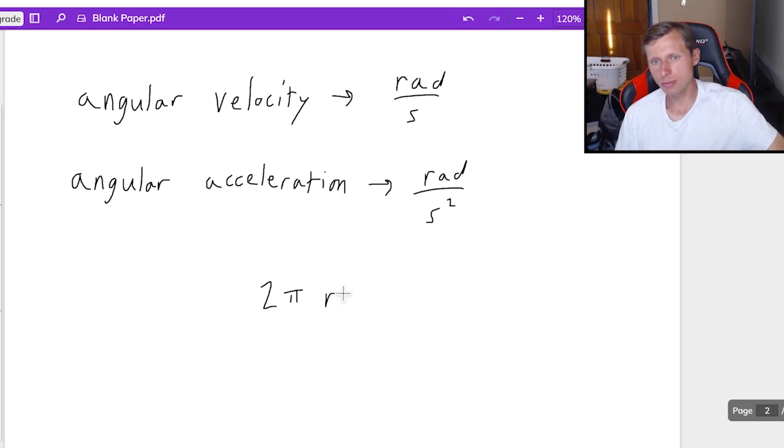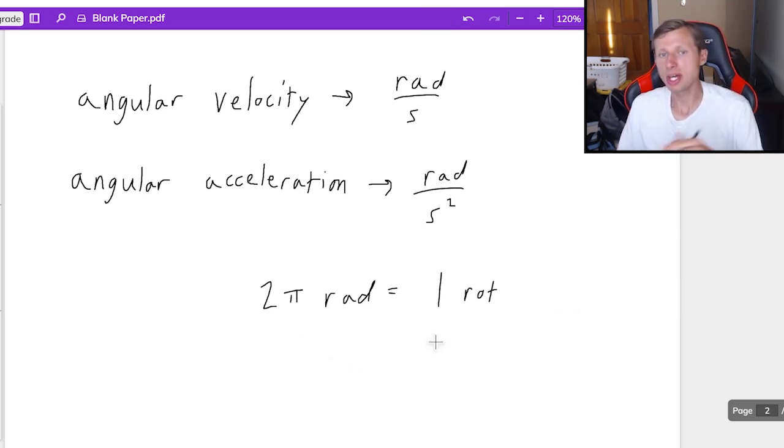We say that 2 pi radians is equal to 1 rotation or revolution or oscillation. In other words, it's based on the circumference of a circle equation, which is 2 pi r. But that's not even important. All you need to know is that angular velocity is radians per second, angular acceleration is radians per second squared.